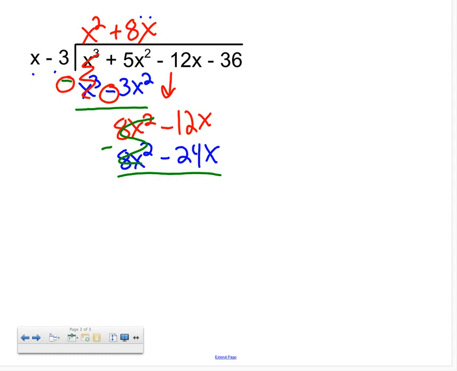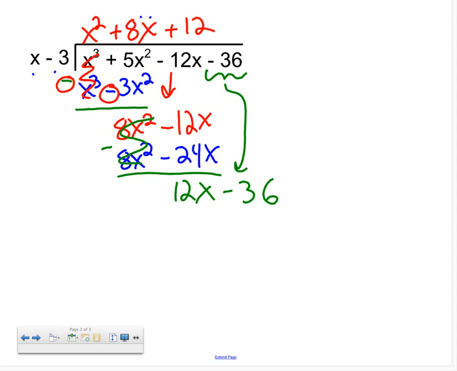Negative 12x minus negative 24. Again, we have this double negative here. So negative 12 minus negative 24 is like negative 12 plus 24, which is positive 12x. Then I bring down my last term here, and I run through the process again. So how do I get an x to be a 12x? Well, this time all I need is just a 12, because 12 times x would get me 12x right away.